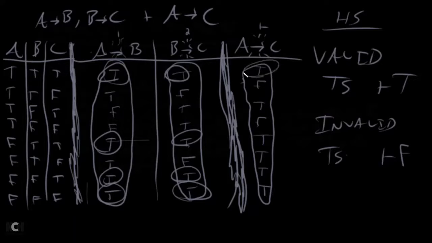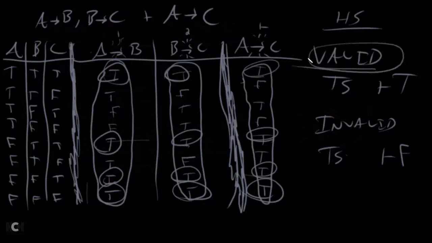Here I've got a T as well. Here I've got a T as well. Here I've got a T as well. And here I've got a T as well. Here's what this means. In all instances where the premises are true, the conclusion is also true. This means that the argument is valid. It works all the time.